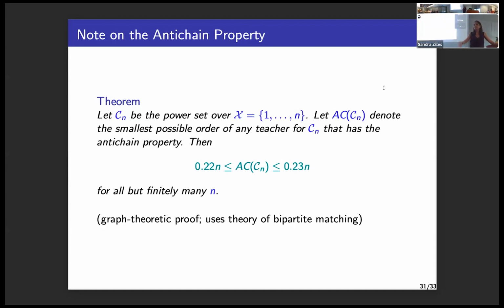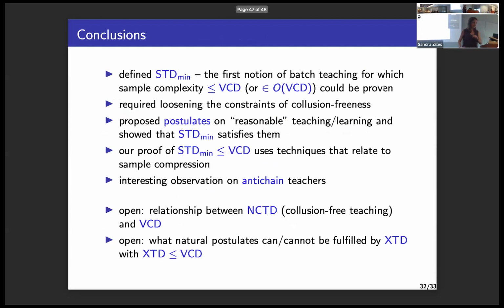If theorists like Mohammed and Zach were here, they might appreciate this. It's a purely graph theoretic proof that actually got us this result. It uses the theory of bipartite matching, which is not completely obvious. But yeah, that was a really nice side result we got from this, just to mention for those who have a theory heart like me.